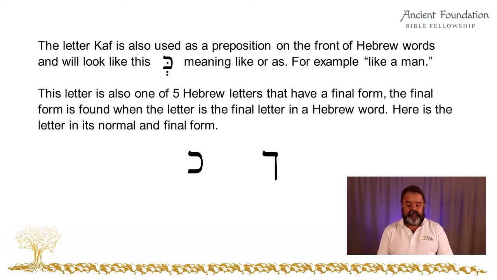This letter is also one of 5 Hebrew letters that have a final form. The final form is found when the letter is the final letter on a word. Here is the letter in its normal and final form. So obviously the normal form is the one on the left, and the final form of the letter kaf is what is pictured there on the right. And you'll again see this as the last letter on a word.